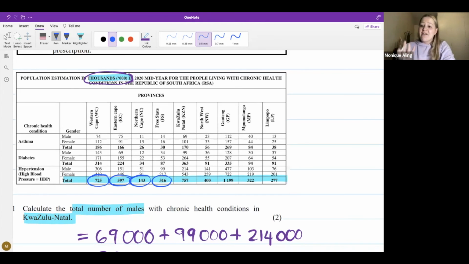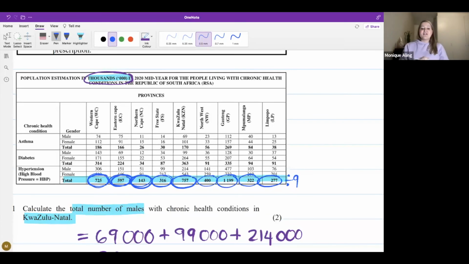So we want to know the average number of people that have hypertension. So remember, with average, we take all our numbers, add them up, and then divide by how many numbers there are. So all I did was I took the 725 plus the 597 plus the 143, 316, 757, 400, 1199, the 322, 277, and I divided by 9 because there are 9 numbers.